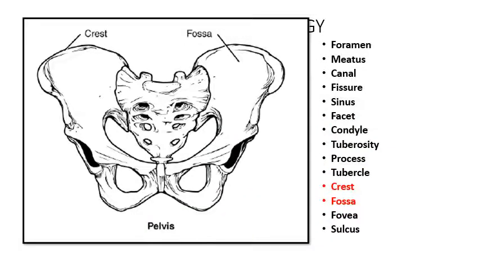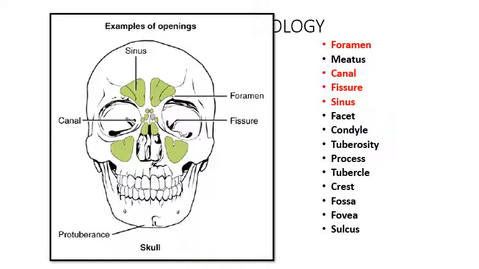All right, so here's a crest, the iliac crest. And then here's the iliac fossa, this kind of rounded bowl shape. And here we have a bunch of sinuses. You can see the sinuses in green, these hollow spots in the skull. Then you have some cracks behind the eyes. These eye holes are called the orbits. And then there are some little holes, little foramina, and then some canals.